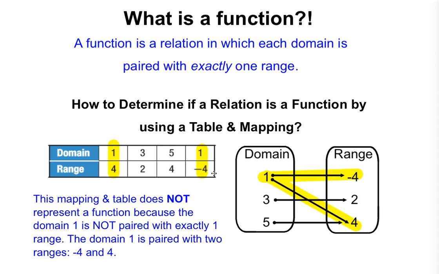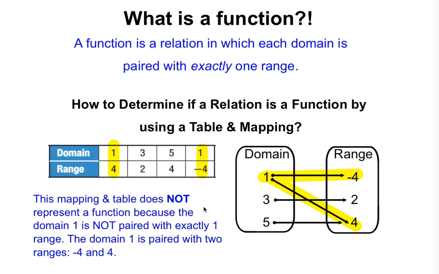Here you have a table that has four ordered pairs: (1, 4), (3, 2), (5, 4), (1, -4). This entire table is also represented here in a mapping. Now, the reason why this relation is not a function is because notice here, the domain of 1 is paired with one range, 4, but it is also paired with a second range value, -4.